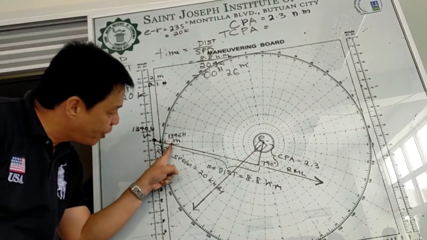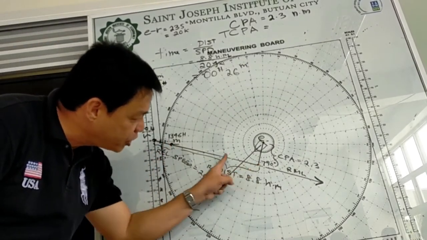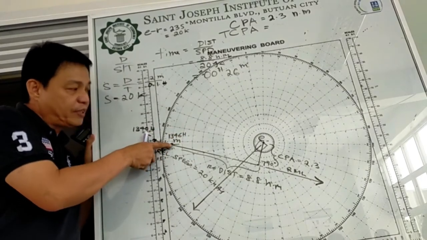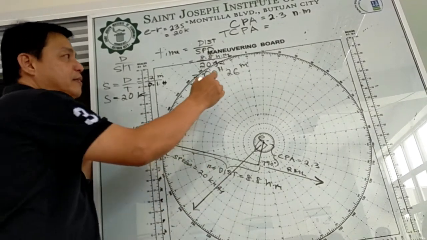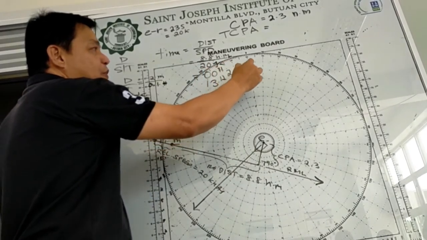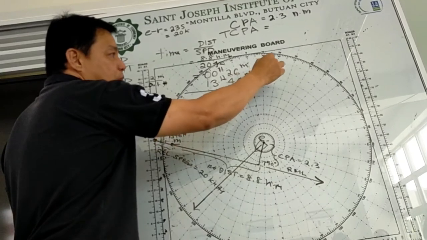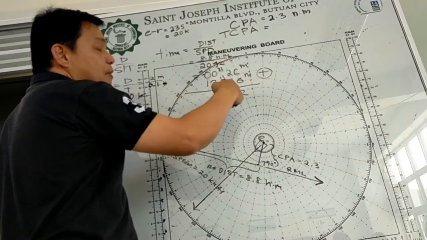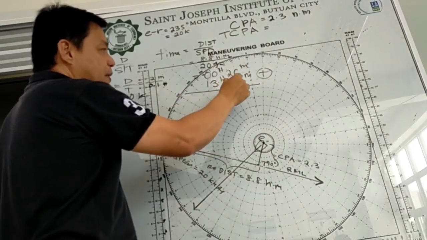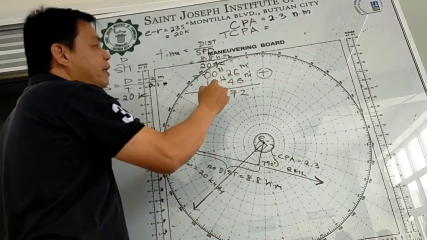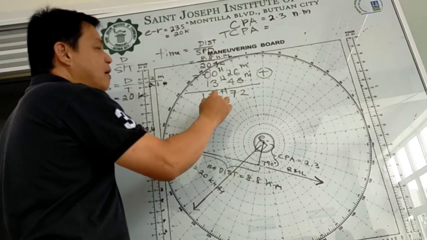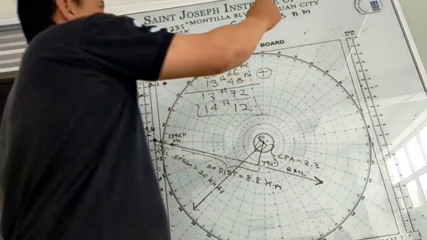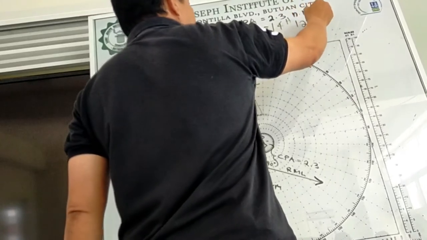So, from this point to the CPA position is 26 minutes. So, what will we do with 26 minutes? If the time at M is 1346, we add. 1346 plus 26 minutes. So how much is that? 12. And this one? 7. And then this one is 13. And then, yes, it will become 14. 12. So therefore, our TCPA is 1412.